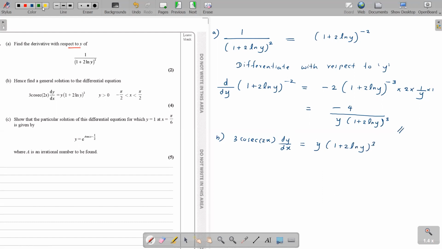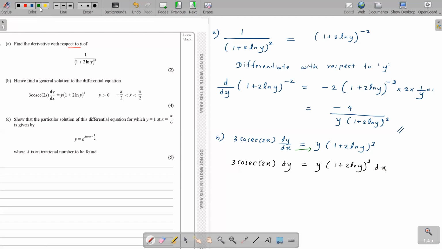When I separate variables, I'll take the dx terms to the other side. So this is 3 cosec 2x dy equals y times 1 plus 2 ln y to the power 3 dx. Have we separated the variables successfully? No, because with dy I'm having x terms, and with dx I'm having y terms. I need to take the y terms to the side with dy and x terms to the side with dx.